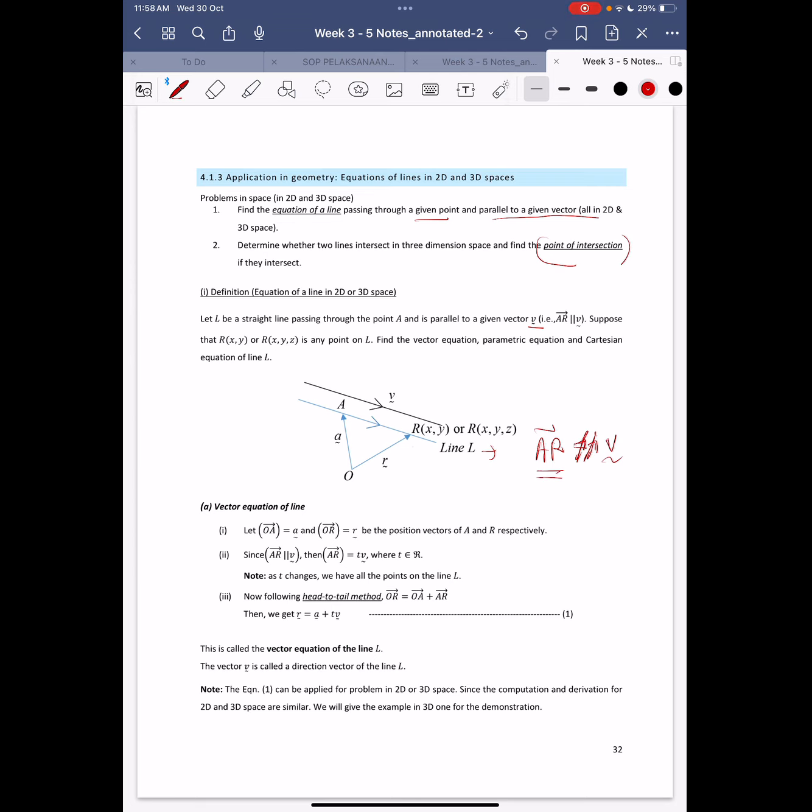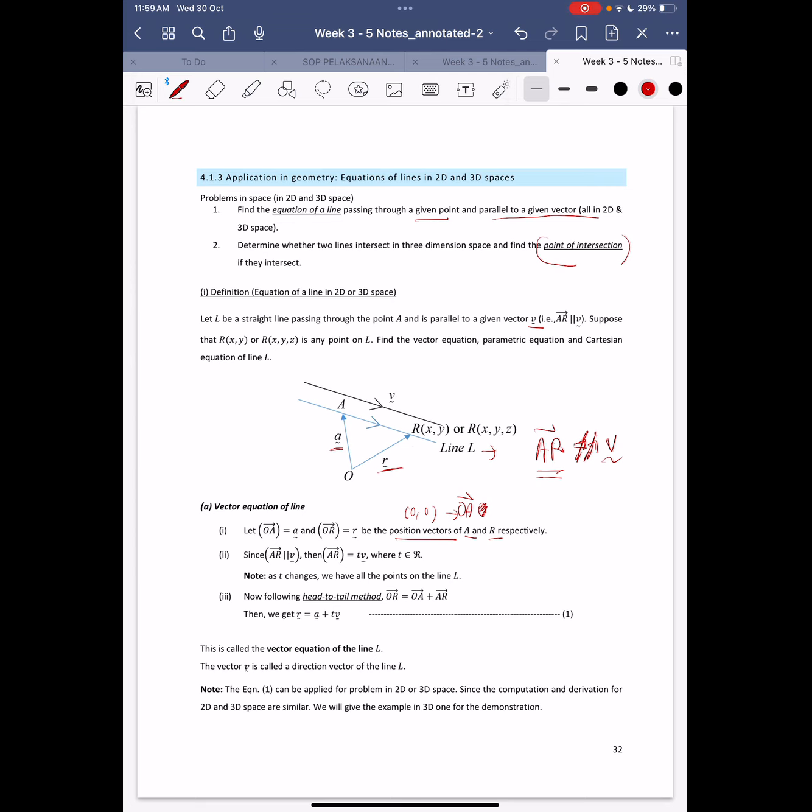What does it mean by that? Let's say OA is called vector A, and OR is vector R. They are the position vectors of points A and R. I hope you still remember what a position vector means: you find the vector of that point, starting from coordinate 0, 0 to point A. So this is OA. The position vectors of A and R are denoted as vector A and vector R, and this AR is parallel with vector V.